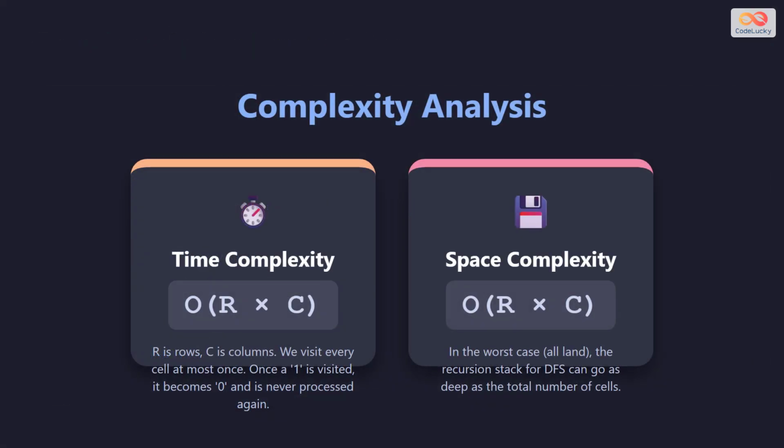For complexity, the time complexity is big O of R times C, where R is rows and C is columns. This is because we visit each cell at most a constant number of times. The space complexity is also big O of R times C in the worst case, because if the entire grid is one giant island, our recursion stack will grow to the size of the grid.